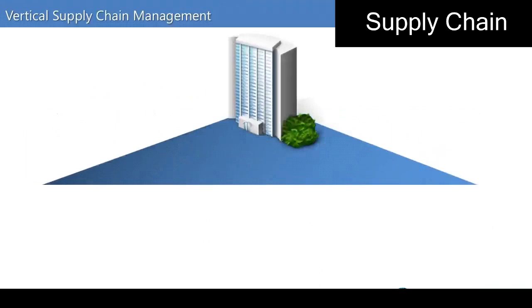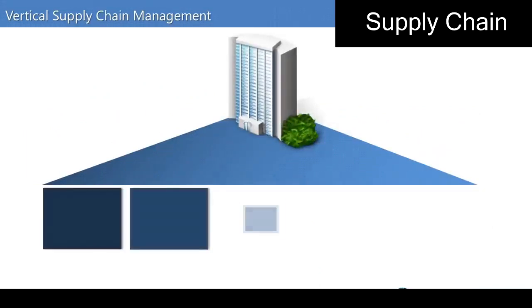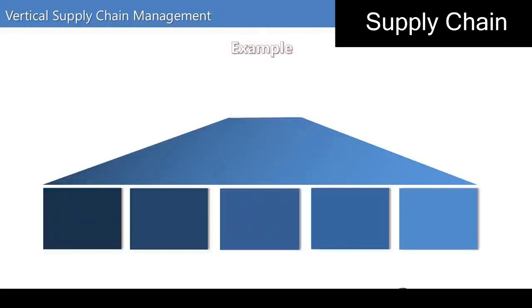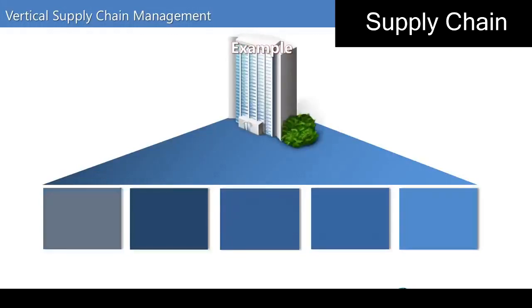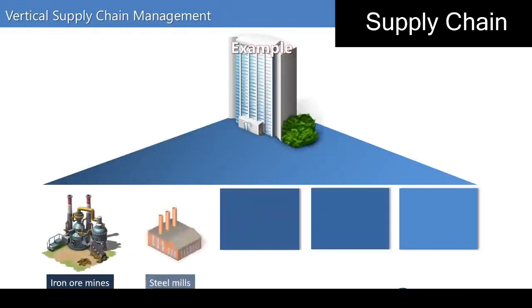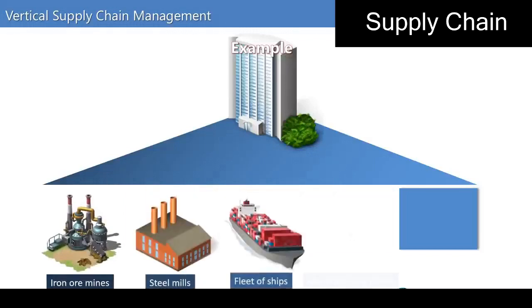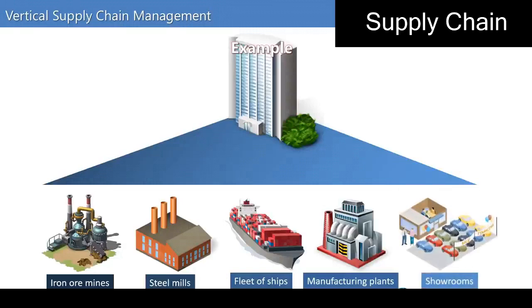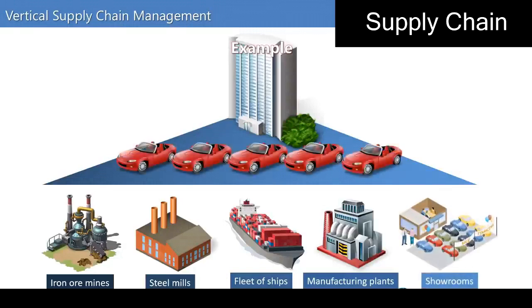A vertically integrated enterprise may grow from an entrepreneurial base by adding departments and layers of management, or through mergers and acquisitions. For example, in an attempt to create a self-sufficient enterprise, Ford owned iron ore mines, steel mills, a fleet of ships, manufacturing plants, and showrooms that built and distributed the Ford cars.